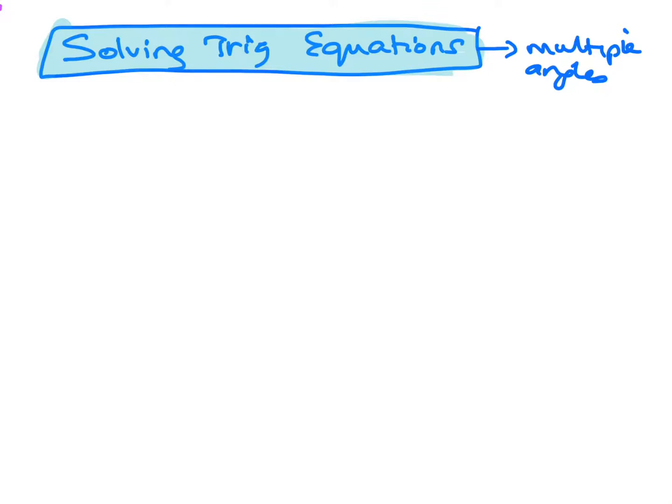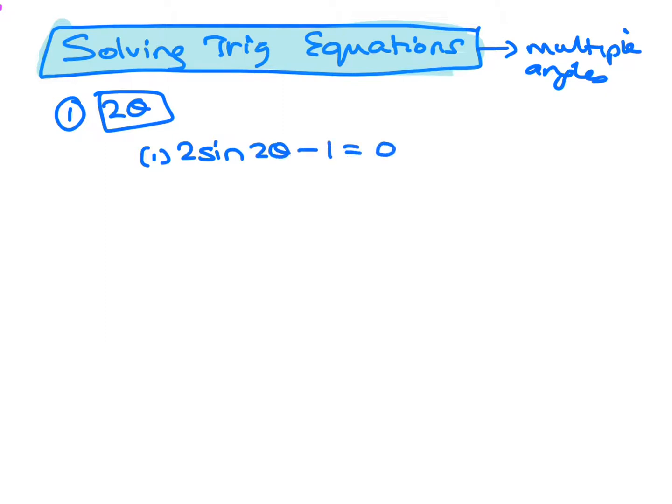Okay, we're going to look at solving trig equations with multiple angles, and we'll do it for different boundaries. First of all, let's look at 2 theta: sine 2 theta minus 1 equals 0. We're going to solve that for theta between 0 and 360.